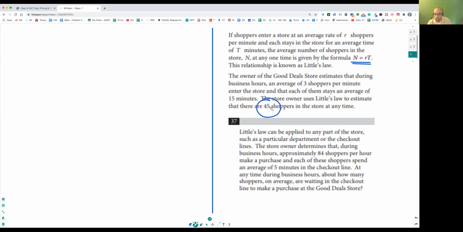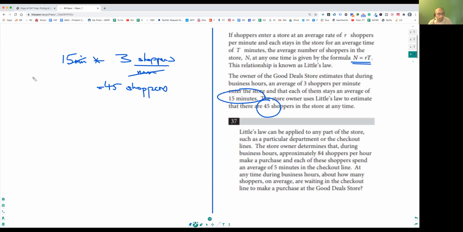So there are 45 shoppers, right? All you've got to do is take this minutes piece here, 15 minutes, and multiply it by 3 shoppers per minute. So 15 minutes times 3 shoppers per minute, and the minutes cancel out, and you just multiply 15 times 3 is 45 shoppers, right? So they actually solved it for you here.